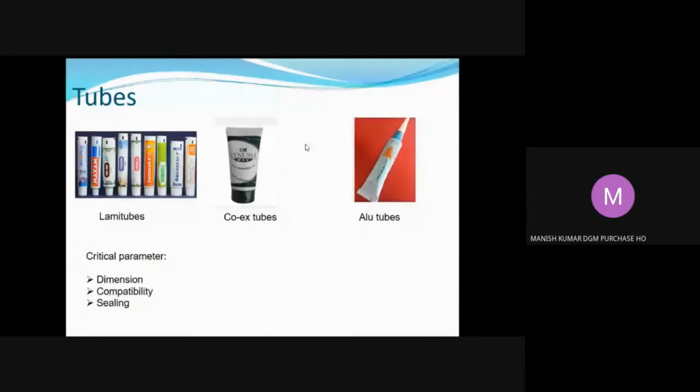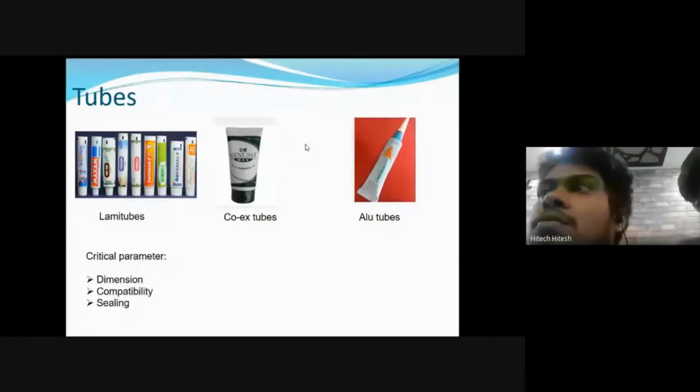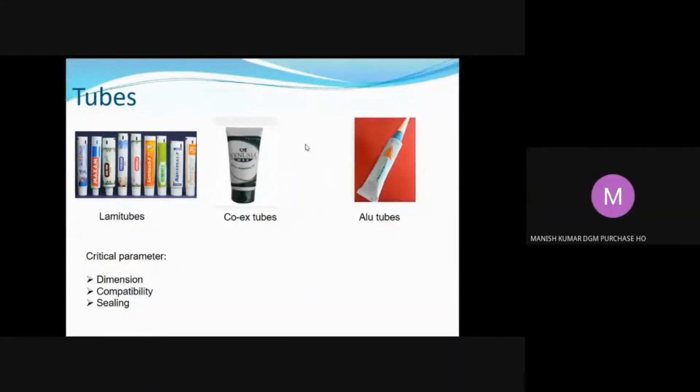You might have studied laminated tube manufacturing also, and co-extruded tube is a different form, and you can use different types of caps and dispensing systems for aluminum as well as laminated tubes and co-extruded tubes.